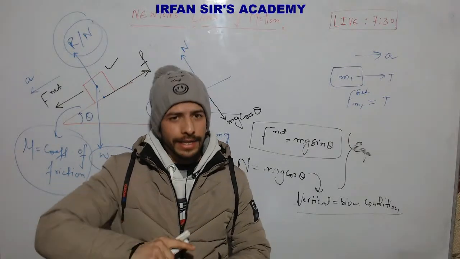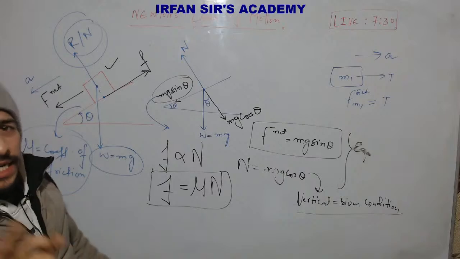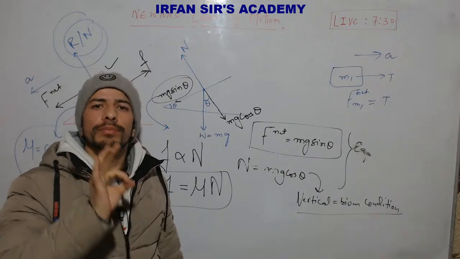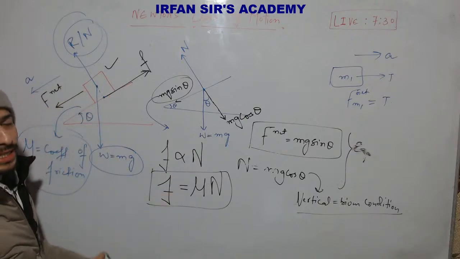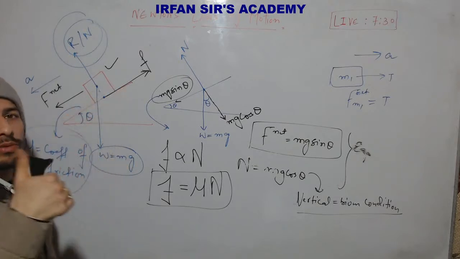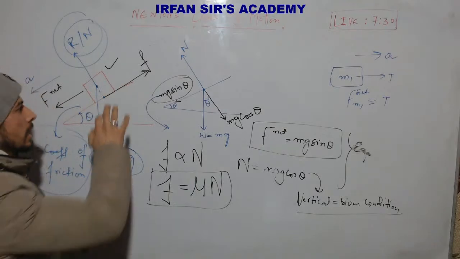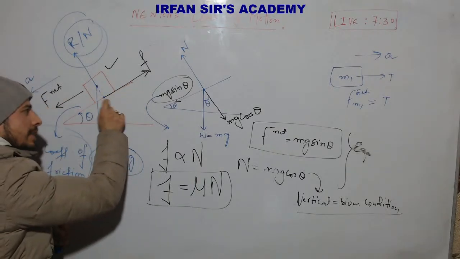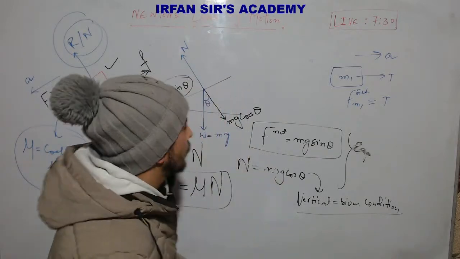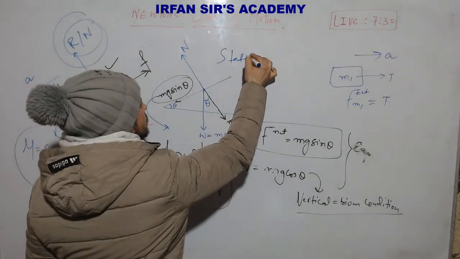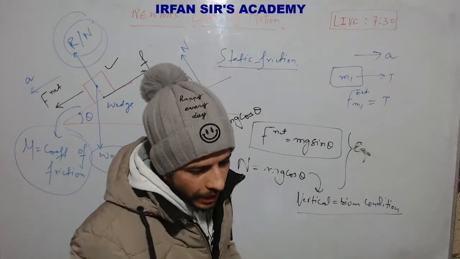If there is only a tendency of movement between the two bodies, it means a body wants to move on this surface, but it is not moving. It means there is only a tendency of motion. There is no actual relative motion. Relative motion means that one body moves with respect to the other body, but here there is only a tendency. This body wants to slide with respect to this wedge, or inclined plane, but it is not actually moving. Then the force of friction that comes into play is called static friction.